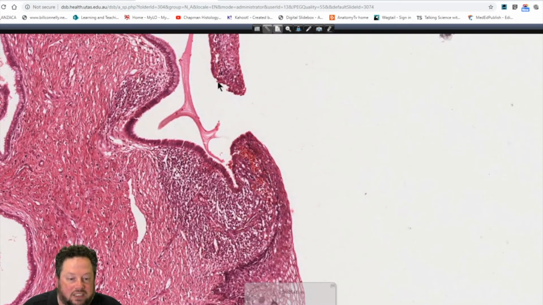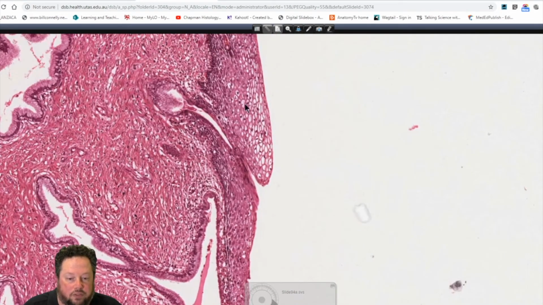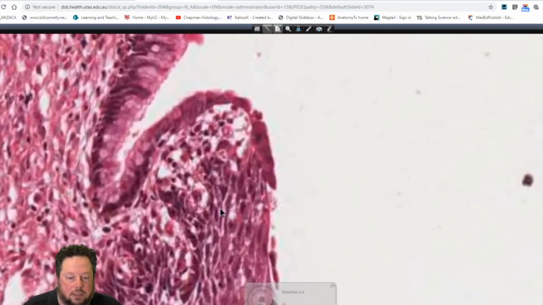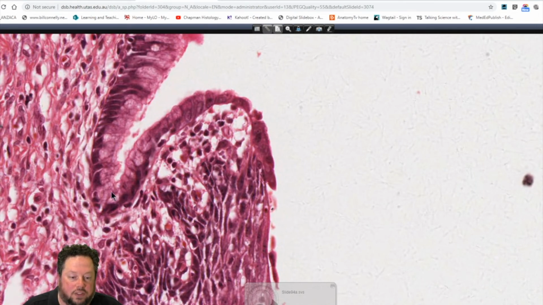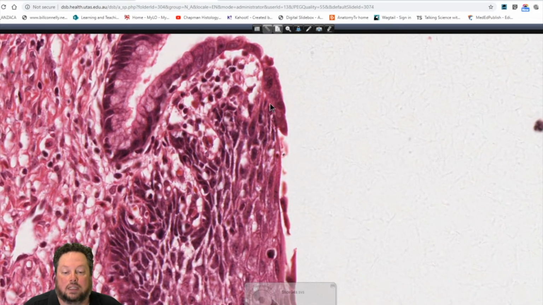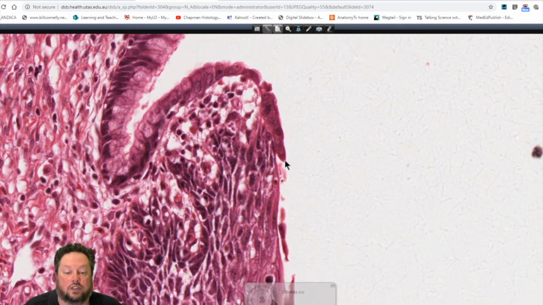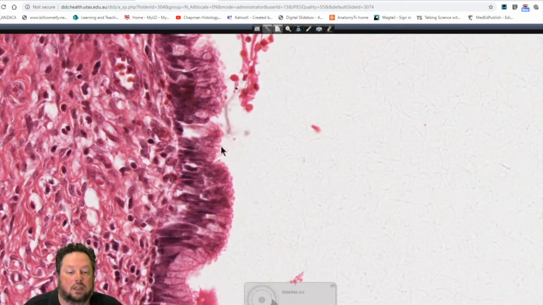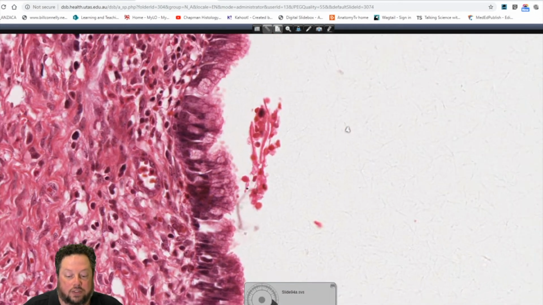So here we're actually starting to get this transformation from this stratified squamous epithelium, and then here we've actually got this simple columnar epithelium. So this is the transformation or the squamo-columnar junction from the stratified squamous non-keratinized of the ectocervix to the simple ciliated columnar of the endocervix.